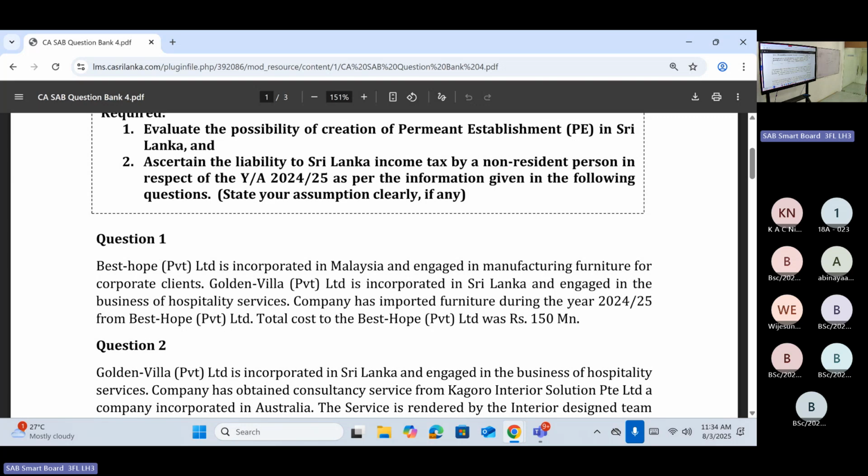So, first determine the residential status of the entity. Because it is non-resident, you have to recognize that clearly. Thereafter, we have to check whether there is a source in Sri Lanka. As per the Inland Revenue law, if a non-resident person has a source in Sri Lanka, he is chargeable for Sri Lanka tax. Then the double tax agreement.